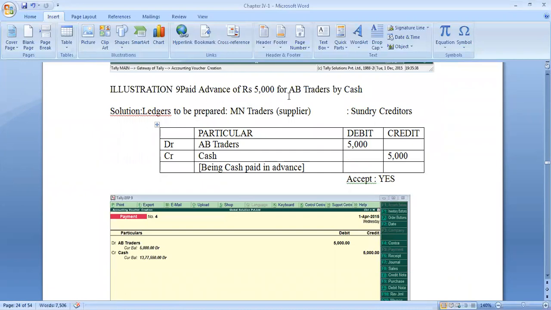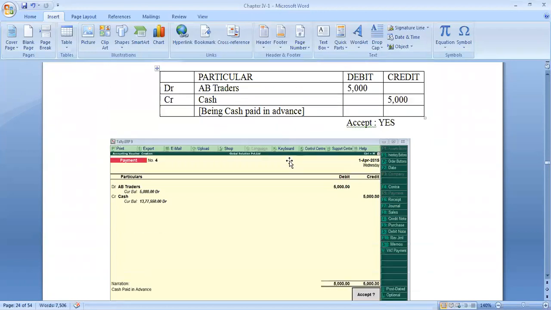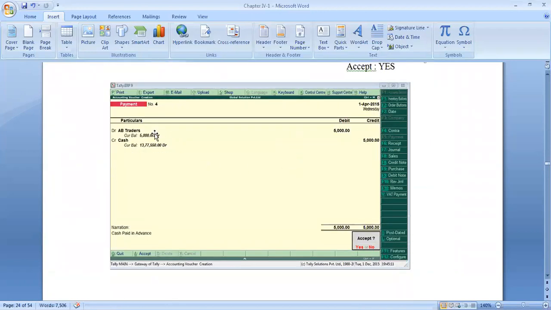Paid advance of rupees 5,000 to AB Traders by cash. Who is the receiver? AB Traders are the receiver. So debit the receiver, credit the giver. What is moving out? The cash is going out. So debit AB Traders, credit the cash. In the case of a payment voucher, debit and credit are going to appear. But in the contra voucher, credit and debit items are going to appear.